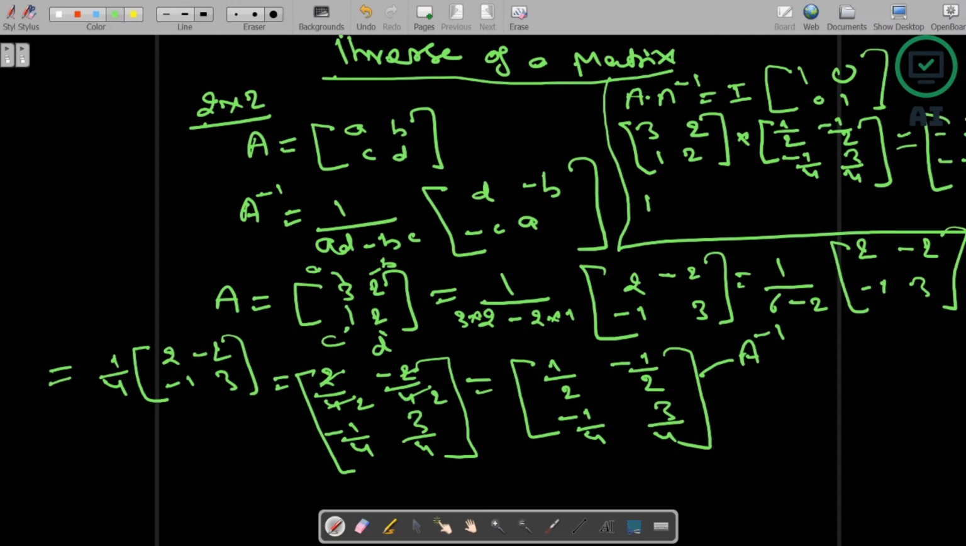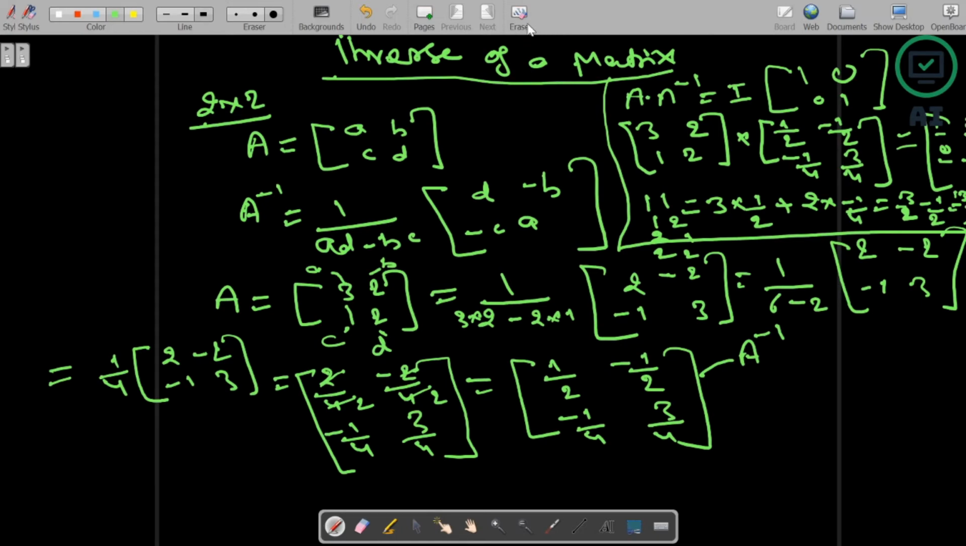So for row number 1 and column number 1, it is nothing but 3 cross 1 by 2 plus 2 cross minus 1 by 4, which is 3 by 2 minus 1 by 2, which is (3 minus 1) divided by 2. So this is 1. So here it will come 1. If you do similarly for 1, 2, 2, 1, 2, 2, you will get 1, 0, 0, 1. Hence it is proved that it's the inverse of the matrix.